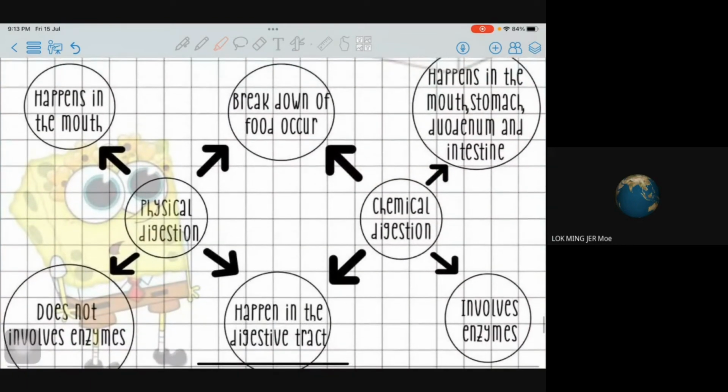This is the difference and similarity between physical digestion and chemical digestion. The similarity is that both break down food and happen in the digestive tract. But the difference is where it takes place. For example, physical happens in the mouth, and the chemical happens in the stomach, ruminant and invertebrate.